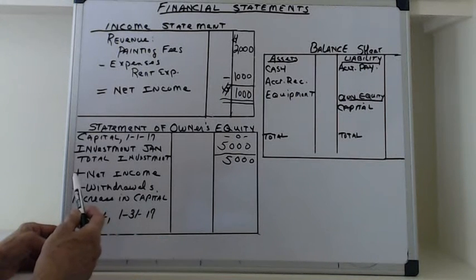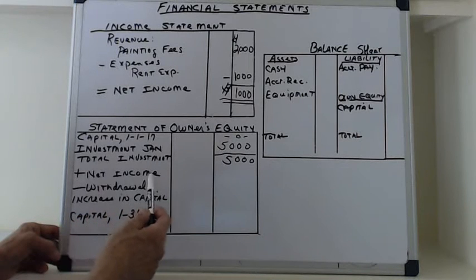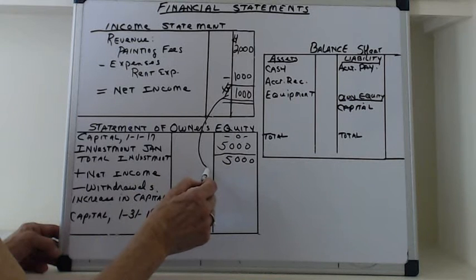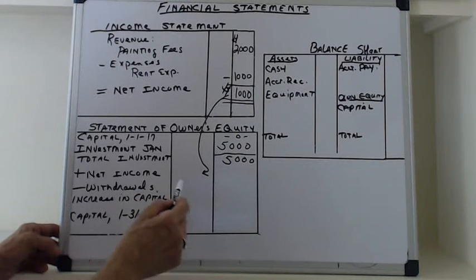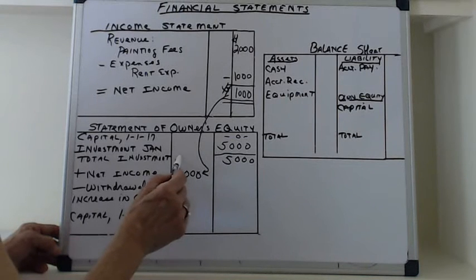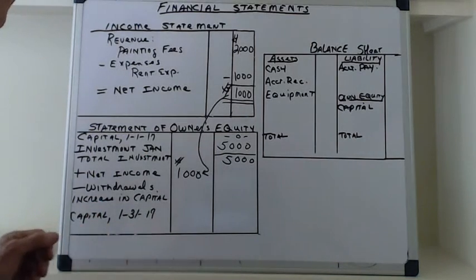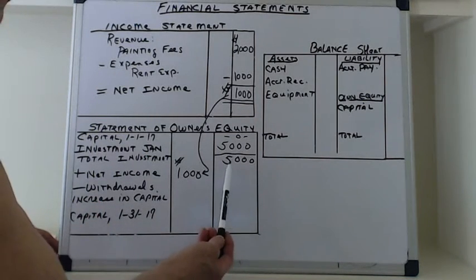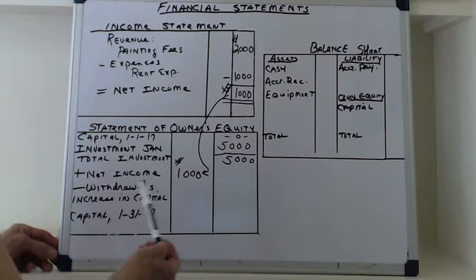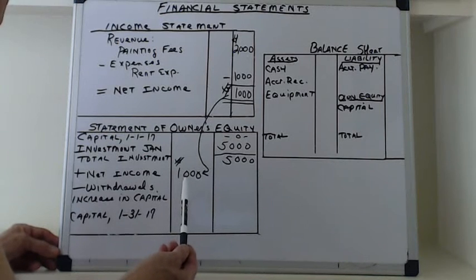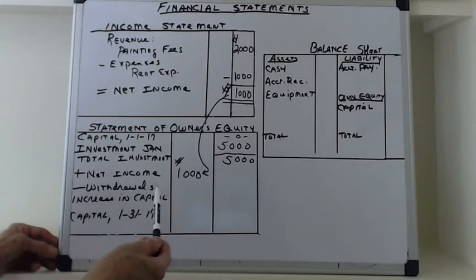The next thing I'm going to say is he made a profit this month. So I'm going up to my income statement and I am bringing this number down. So his net income was $1,000. I'm putting that in the first column. That's how your book wants you to do it. Some books add it directly to the 5,000, but we're going to follow how your book does it, so I don't confuse you. $1,000 was his profit.